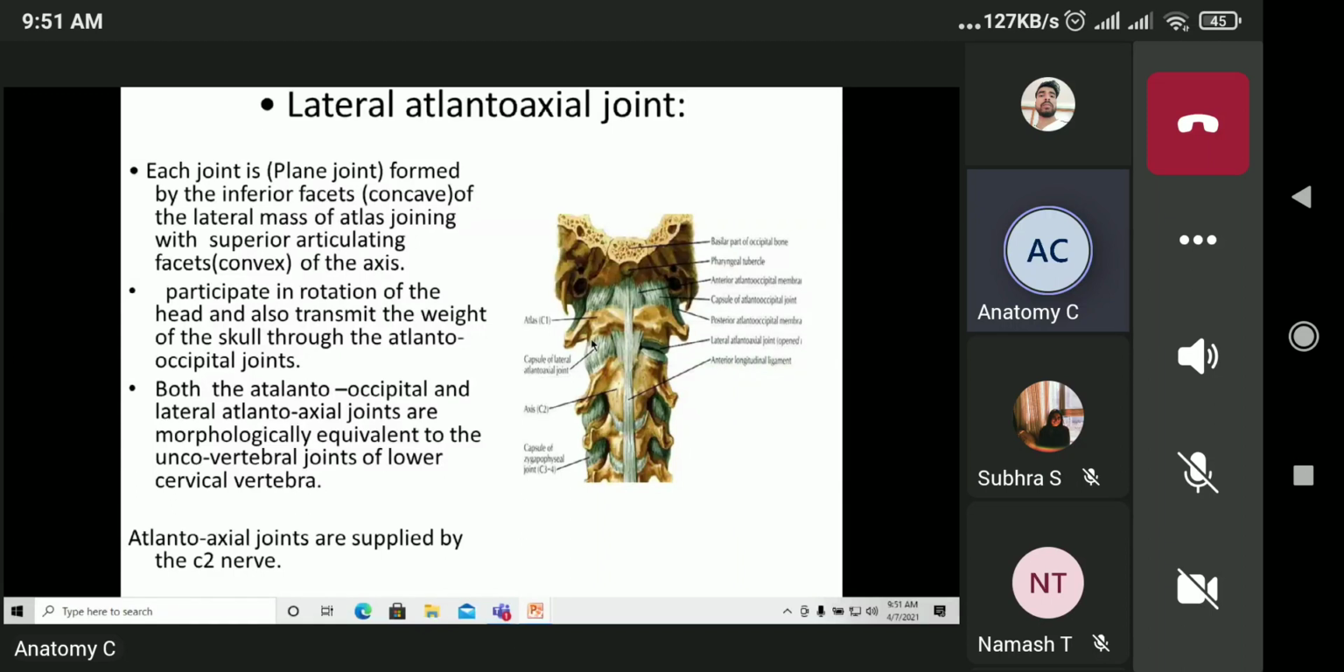It participates in the rotation of the head and also transmits the weight of the skull through the atlanto-occipital joint. Both the atlanto-occipital and lateral atlantoaxial joints are morphologically equivalent to the uncovertebral joints of the lower cervical vertebrae. We'll discuss this in the next slide. The atlantoaxial joint is supplied by C2.